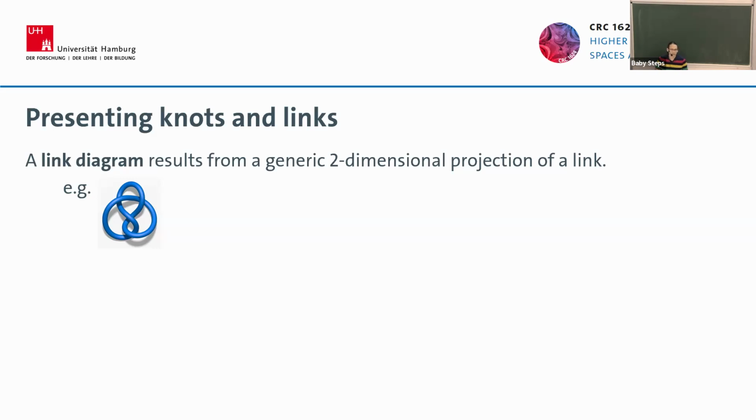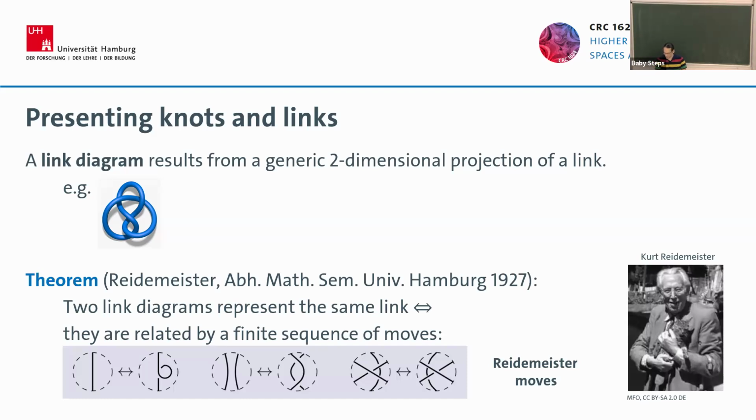It can be quite hard to tell whether a word in group generators represents a trivial element of the group. So we want to know when 2 of these expressions represent the same object. So we want to know relations between these knot and link diagrams. And the relations can be described by a famous theorem of Kurt Reidemeister from around 100 years ago. Actually, around the time when he graduated as a graduate student in Hamburg.